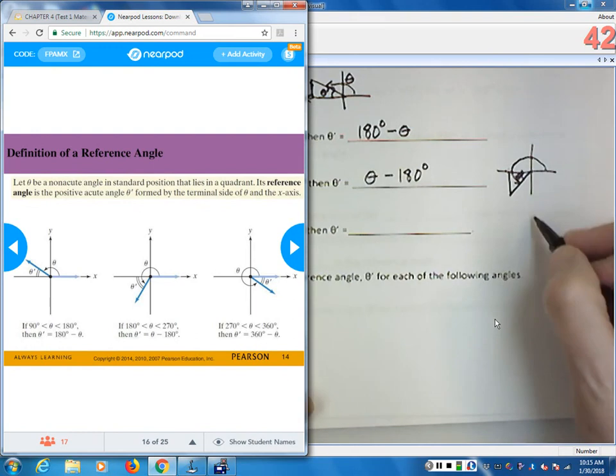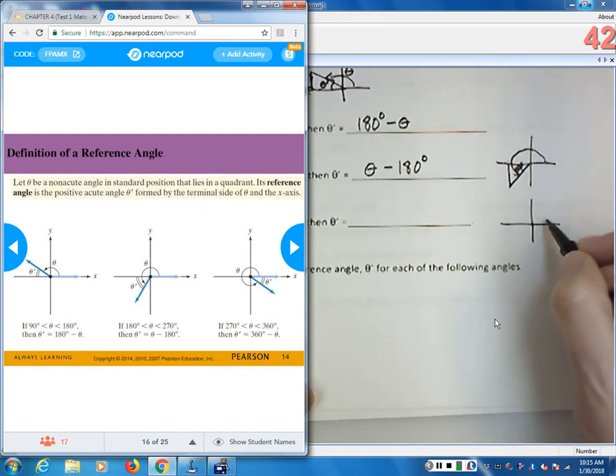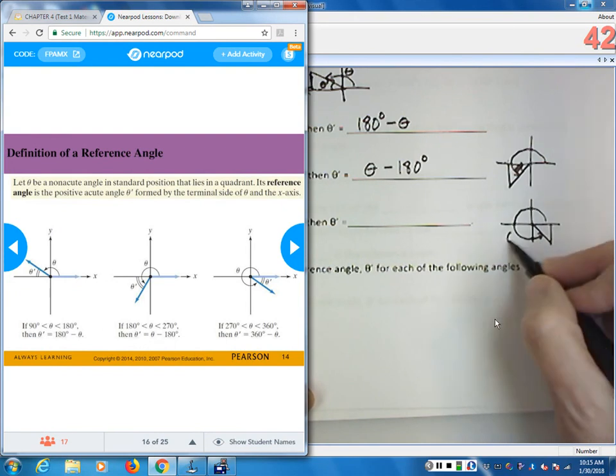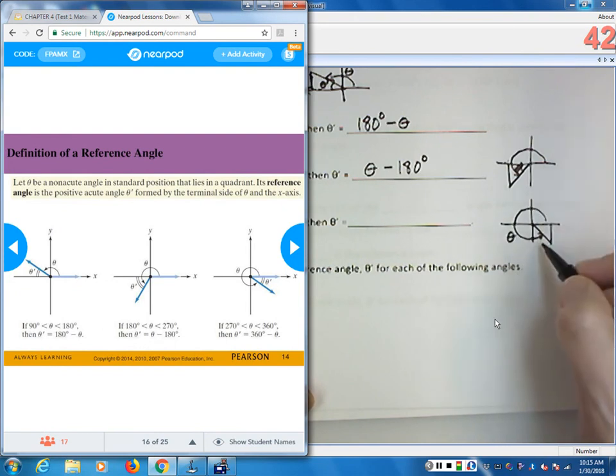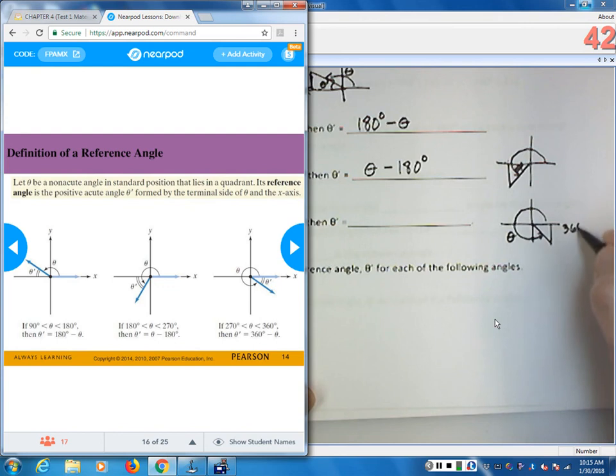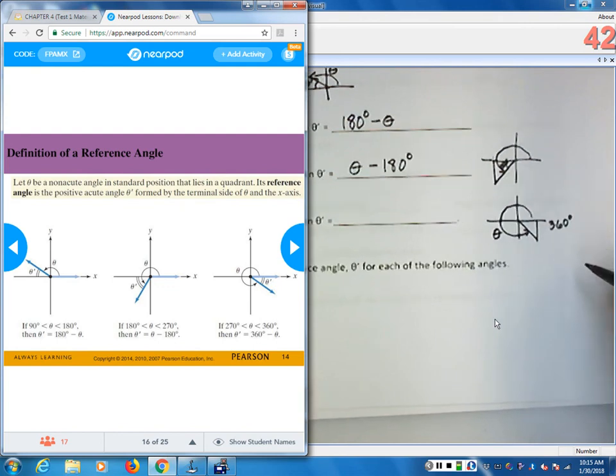And if you happen to be in the fourth quadrant with your angle anywhere in here, you draw it here. This is theta, this whole thing. So you need to take 360 degrees and subtract theta.